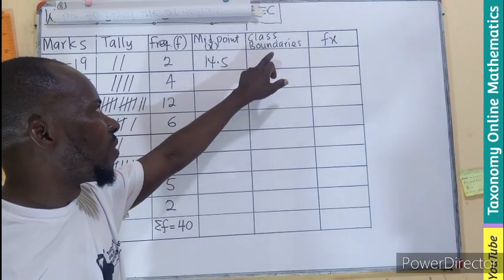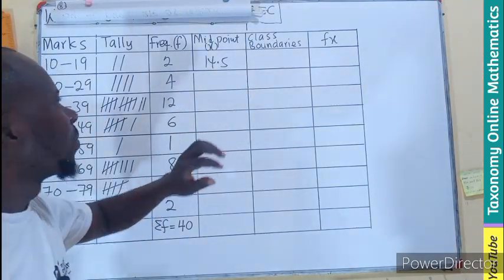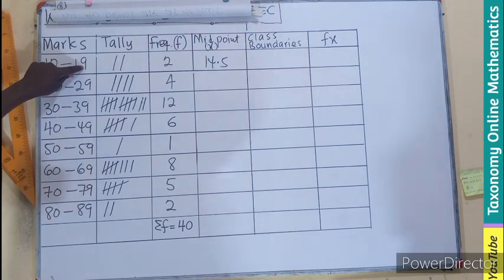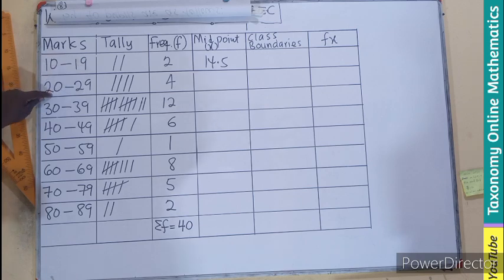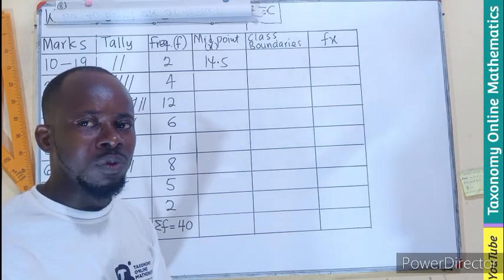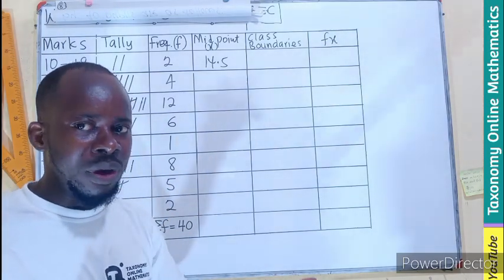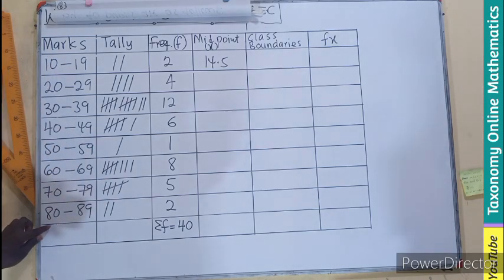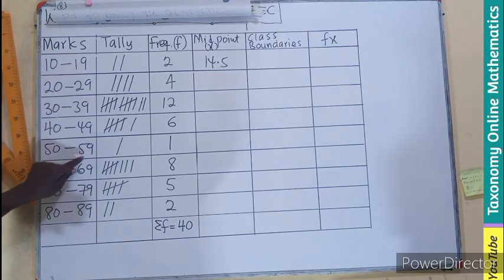But before then, let me find one of the class boundaries. The class boundary is to find the difference between the upper class limit of one class and the lower class limit of the next one. So 19, 20, the difference is 1. 29, 30, difference is 1. So we find half of that. So half of 1 is going to be half, so 0.5. So we subtract 0.5 from all the lower class limits and add it to all the upper class limits.